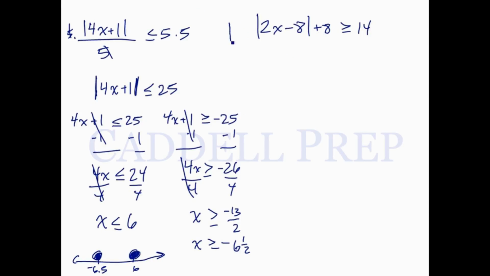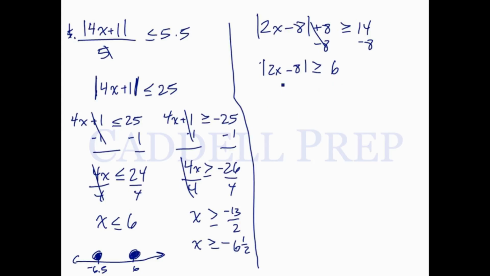Alright, let's try this one. So first thing is get the absolute value by itself. So minus 8, minus 8. The absolute value of 2x minus 8 is greater than or equal to 6. Now let's make our two inequalities. So 2x minus 8 is greater than or equal to 6. 2x minus 8, flip this, is less than or equal to negative 6. And just solve both. And of course we'd expect this to be a disjunction because this does not make a C, it's going the opposite way.